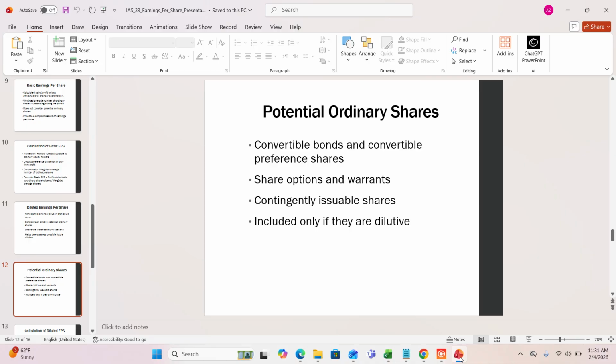Potential ordinary shares. Potential ordinary shares include instruments such as convertible bonds, convertible preference shares, share option warrants, and contingently issuable shares. These instruments are considered in diluted EPS only if their conversion will decrease EPS or increase loss per share. Anti-dilutive instruments are excluded to avoid misleading results.